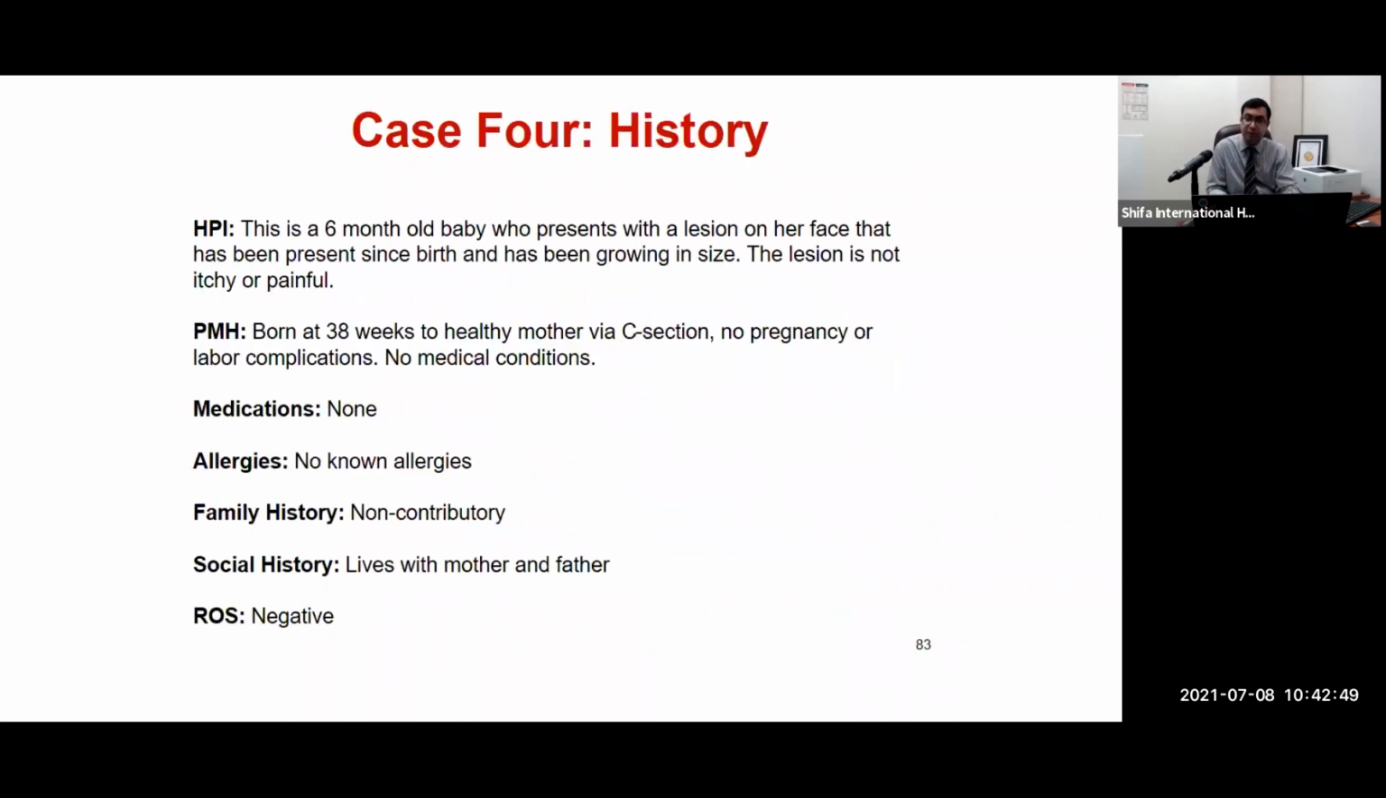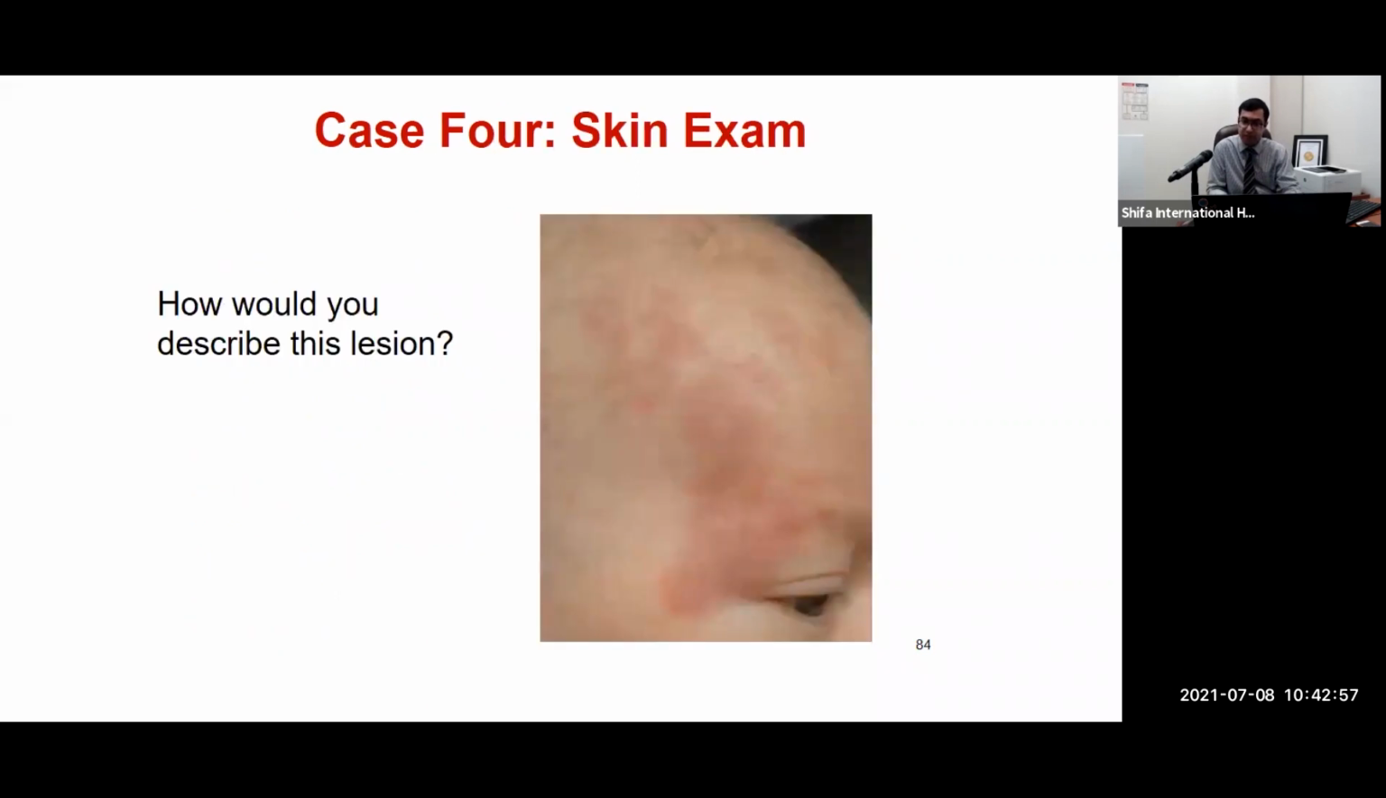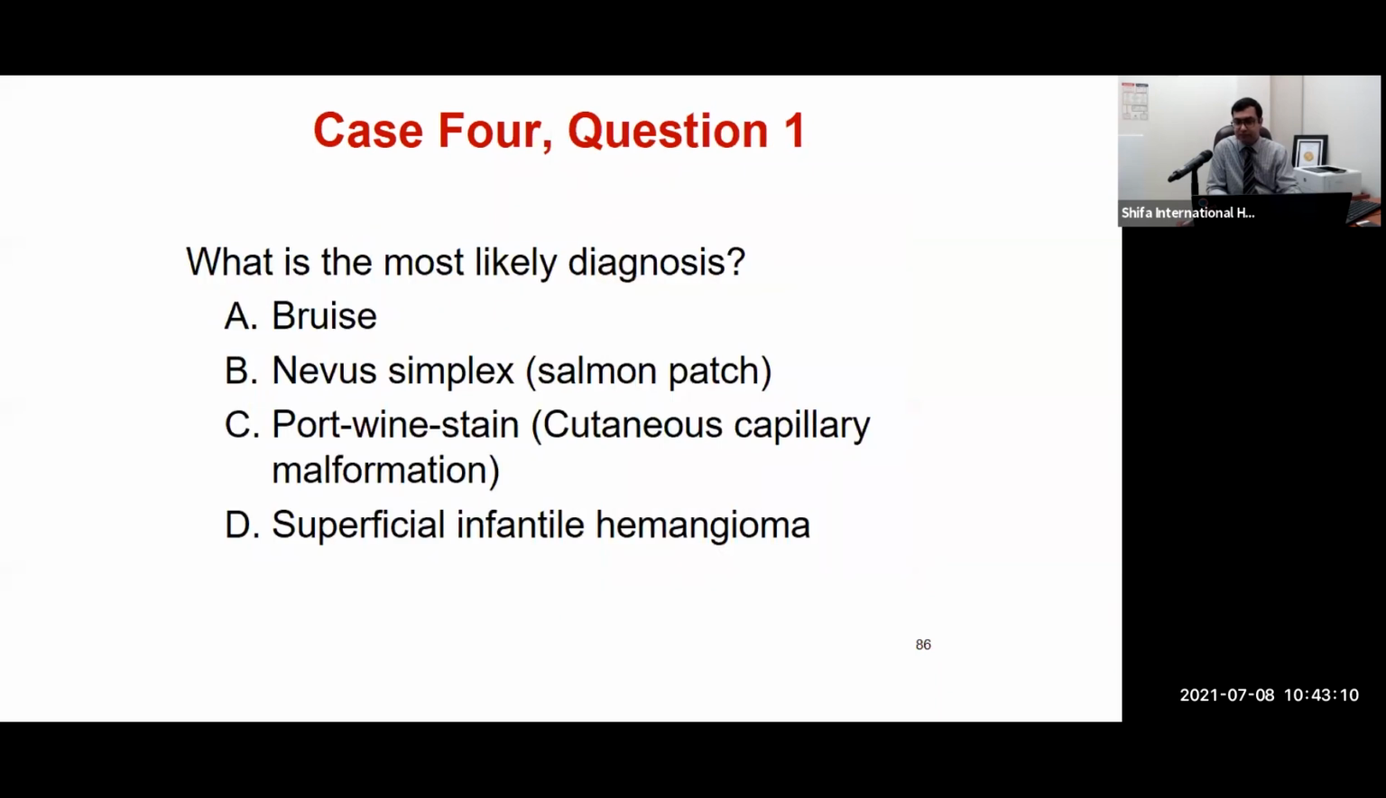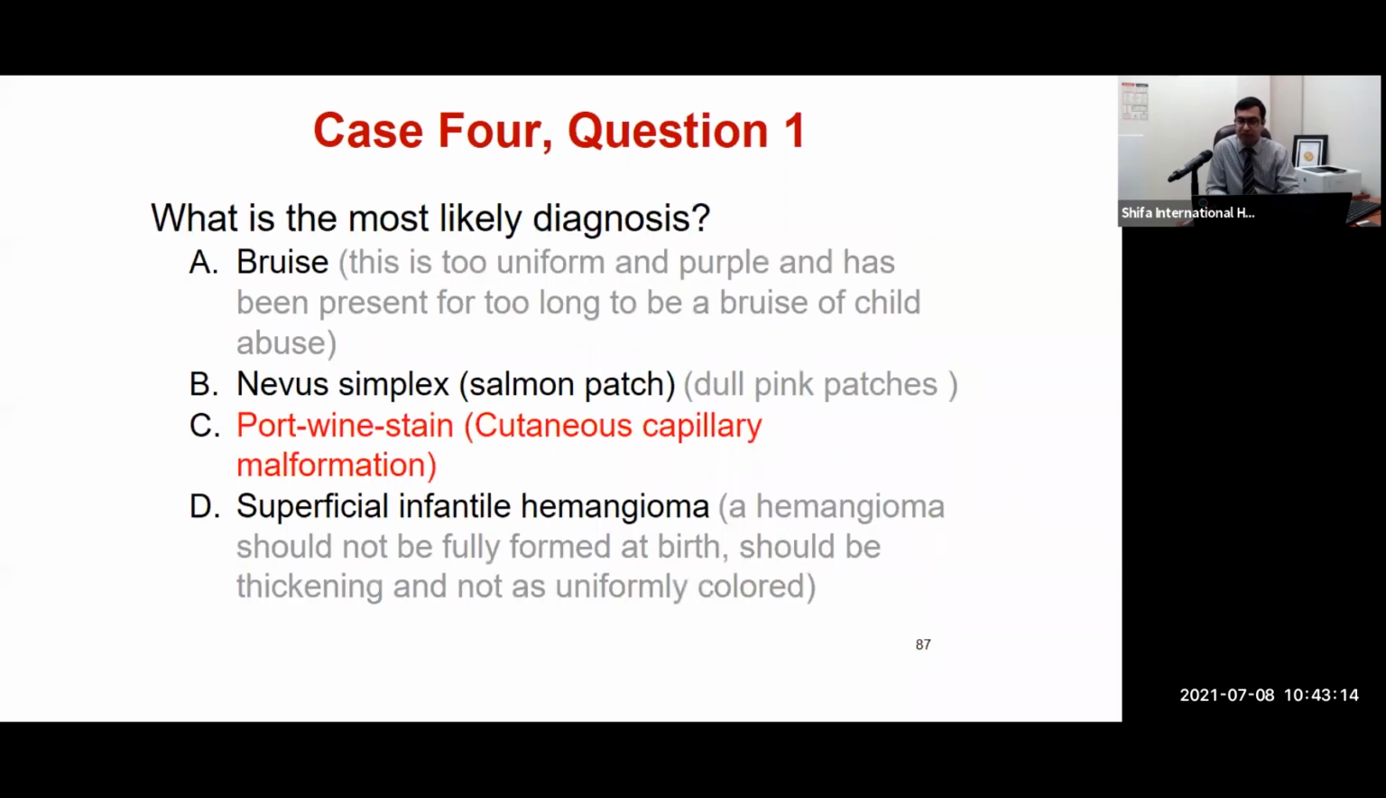Case 4, a 6-month-old baby with a lesion on her face, present since birth. So it was present at birth. Here you go. How would you describe this lesion? A dull red patch on the face involving the upper eyelid, forehead, temple, and scalp. What do you think it is? It's a capillary malformation, cutaneous. So it's a port wine stain.